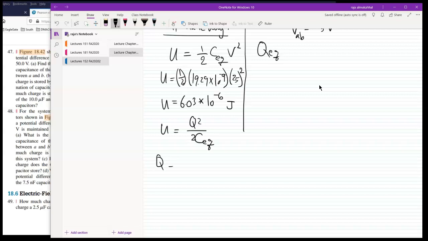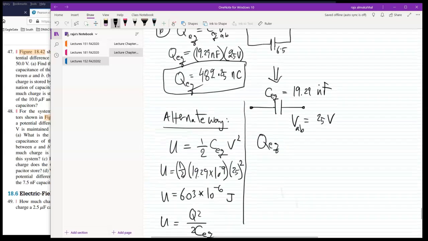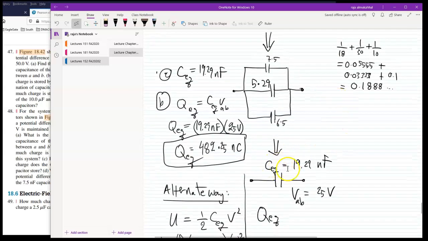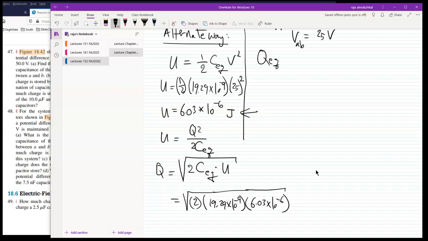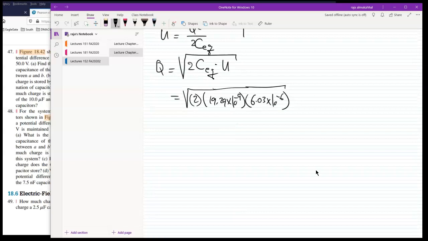So I can solve for Q. Q in this case will be 2C equivalent times U under the root. And I bet you if you use this formula, you will get the same answer that we got above. So 2C equivalent is equal to, right here, 19.29 nano. So here I have 19.29 times 10 to the negative 9 times the stored energy I just found right there. So that will be 6.03 times 10 to the negative 6. You take this under the square root, and then you calculate that.